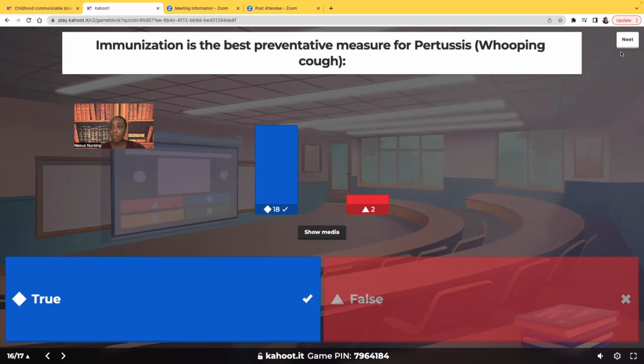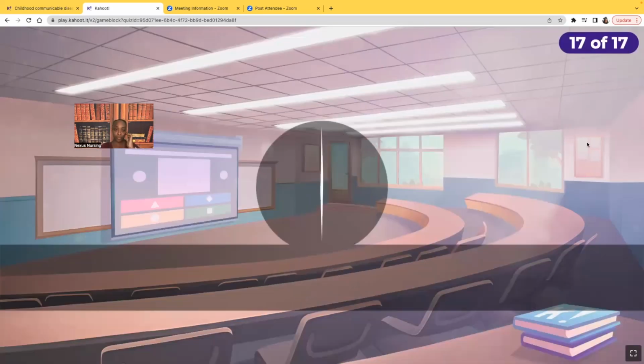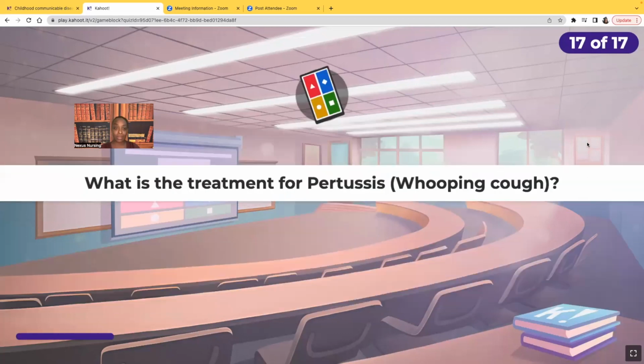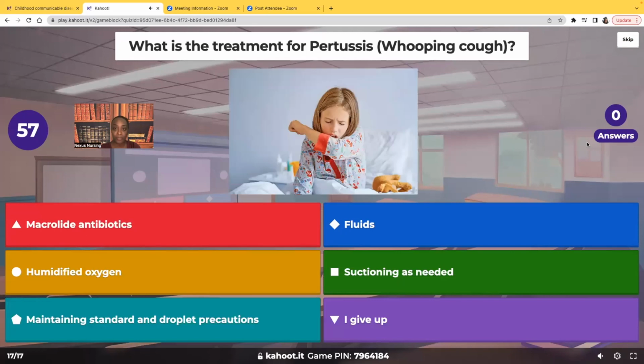Okay, moving on. Select all that apply. What is the treatment for pertussis, also known as whooping cough? Is it macrolide antibiotics, fluids, humidified oxygen, suctioning as needed, maintaining standard and droplet precautions? And I forgot to add select all that apply on there, but this is definitely a select all that apply question. When treating a patient with whooping cough, also known as pertussis, what is expected treatment?